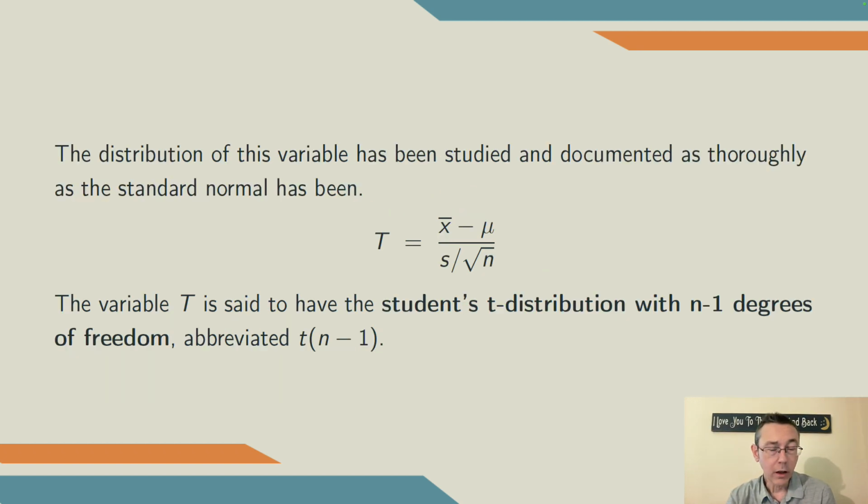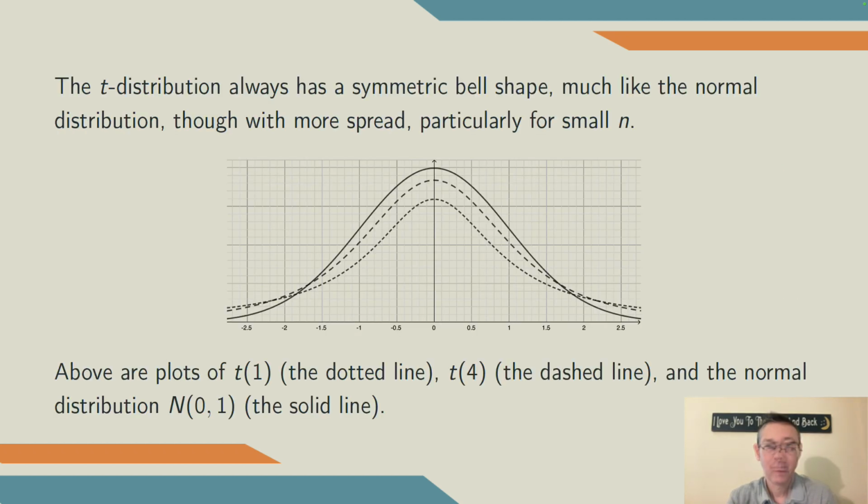The distribution of this thing, t equals x bar minus mu over s divided by the square root of n, has been studied and documented just as thoroughly as the standard normal distribution has been. So this random variable t is said to have the student t distribution with n minus 1 degrees of freedom, abbreviated t of n minus 1. A lot of times we just call it the t distribution.